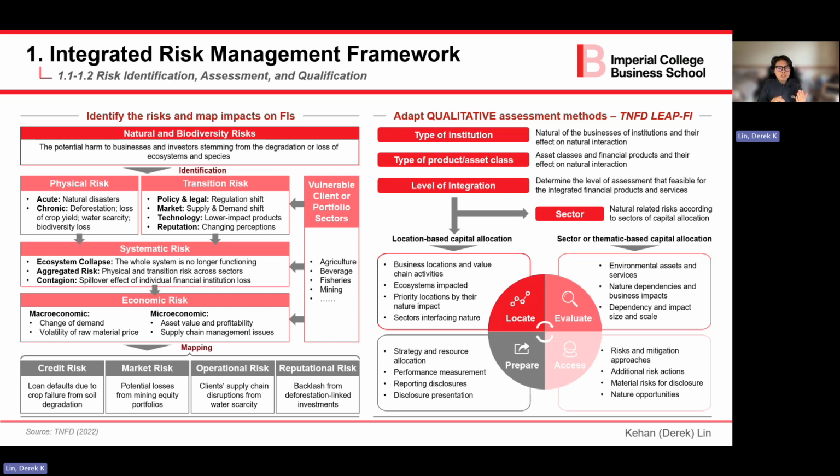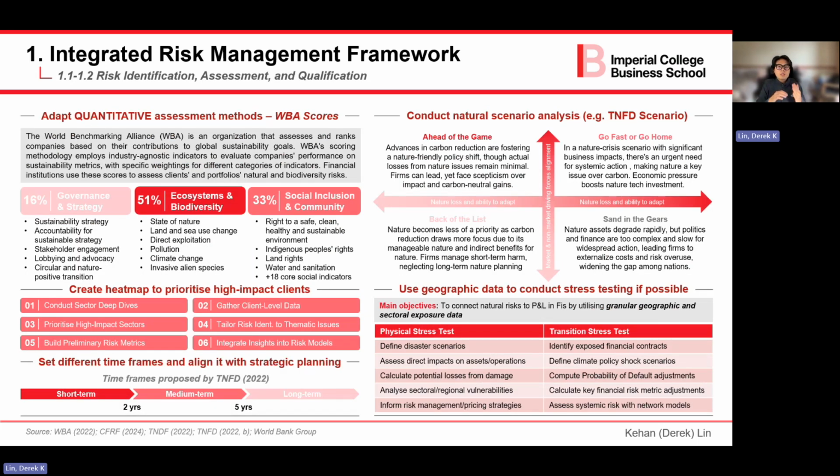From the qualitative side, FIs can adopt the LEAP process, where guiding questions determine if the analysis starts with Locate, which might be more suitable for project finance or real estate, or Evaluate, which is suitable for listed equity or debt. For the quantitative side, there will be a scoring system. It's a structured scorecard, and FIs can grade their clients' portfolio by using client-level data. After the initial assessment, heat maps can be used to prioritize high-impact clients.